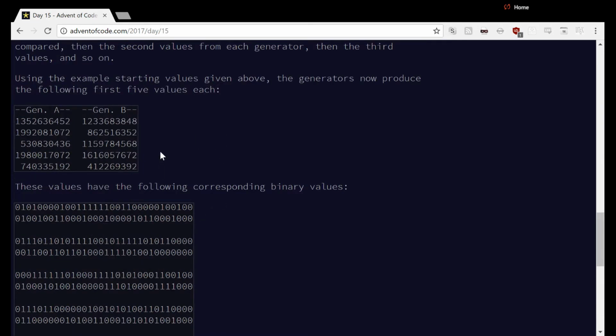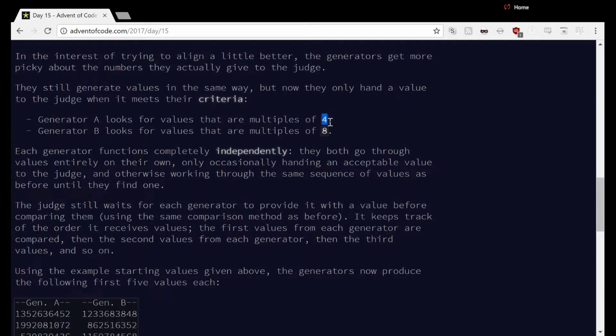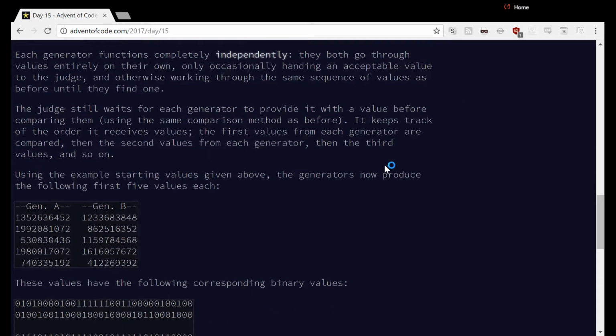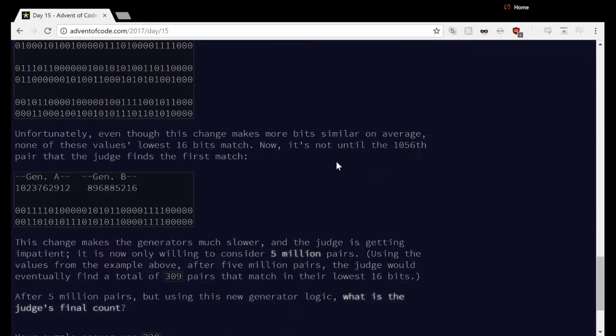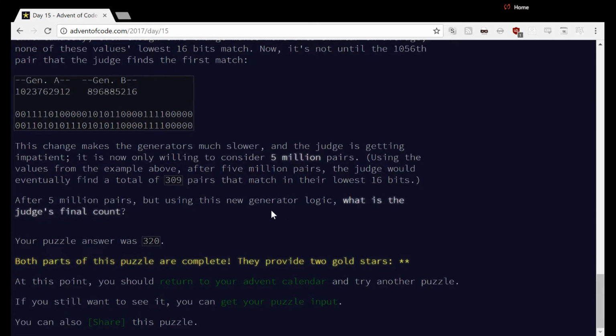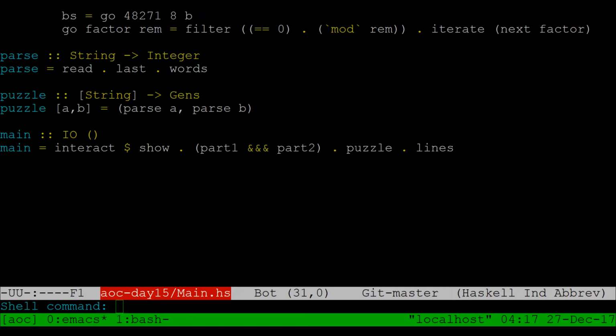And so the idea is, hey, well, if they don't end with 1, 0, 0, they're not that likely to collide. So they try to find more matching values, and we certainly do get more matching values per judge attempt, but it means we have to generate many more trial numbers. So now we only do 5 million instead of 40 million values. Okay, so how to implement this?